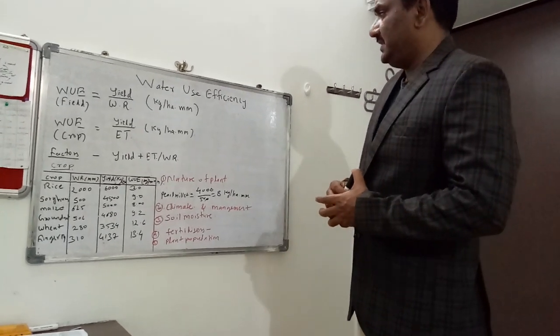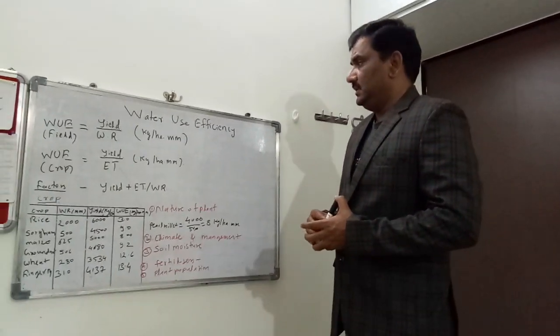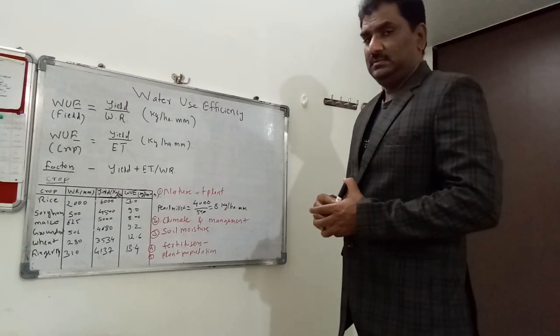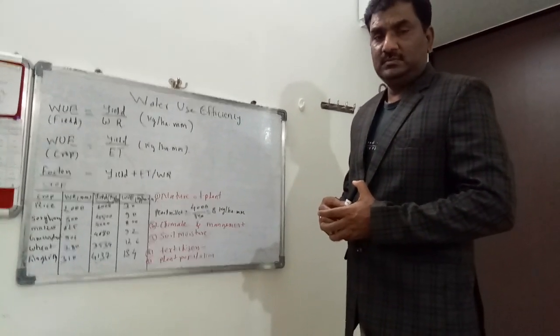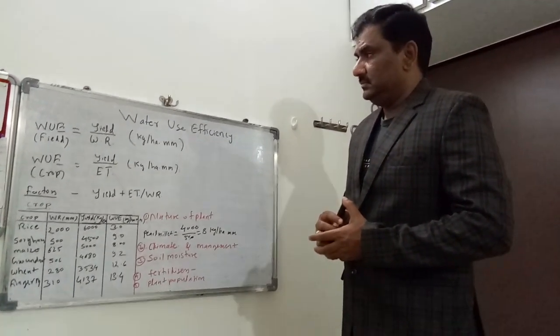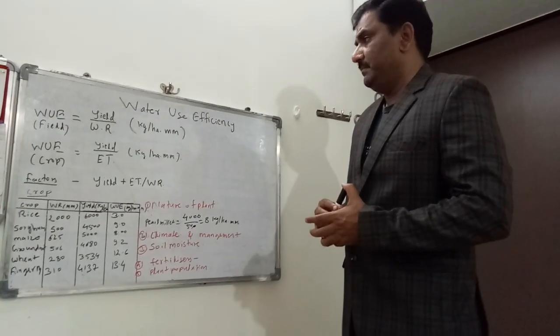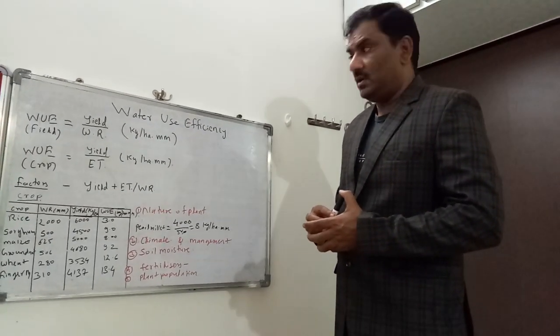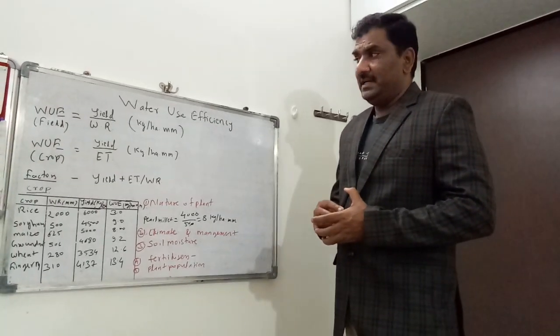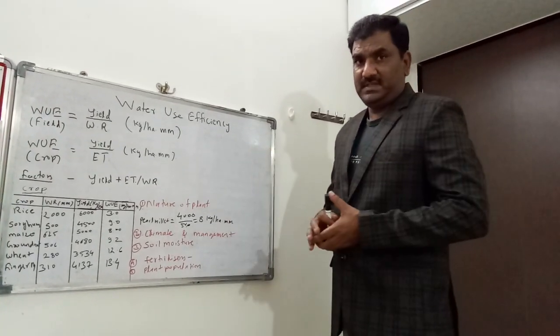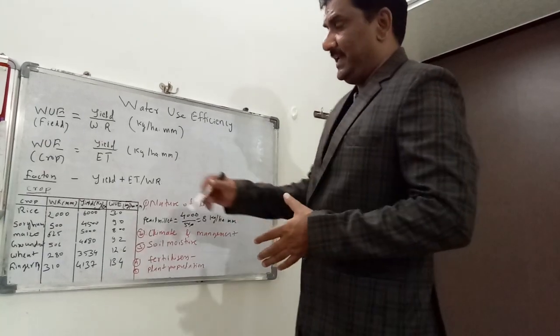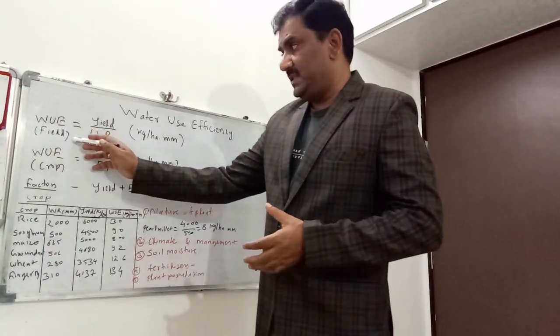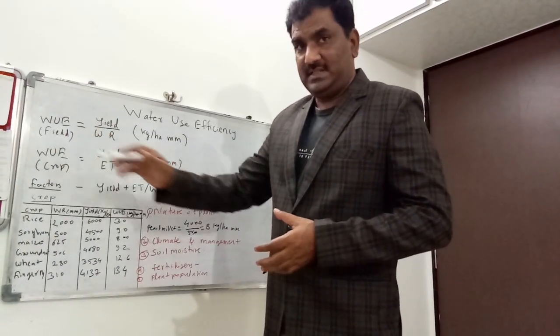So water use efficiency is defined as the amount of marketable produce obtained per unit of the water used, particularly for evapotranspiration or for the crop growth. Accordingly, there are two types of water use efficiency. One we call field water use efficiency, another is crop water use efficiency.